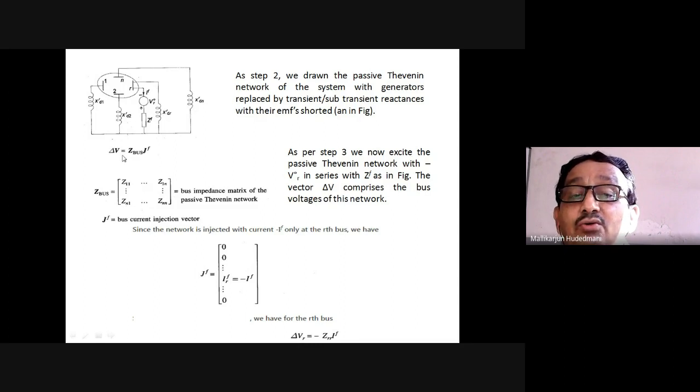So now we know, in the form of a matrix, delta V is a column vector of delta V1, delta V2, like that. And the fault current vector IF, that also has Z1, Z2, Z3, like that.